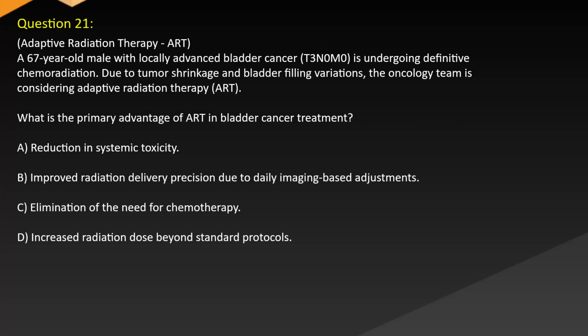Question 21. Adaptive radiation therapy. A 67-year-old male with locally advanced bladder cancer is undergoing definitive chemoradiation. Due to tumor shrinkage and bladder filling variations, the oncology team is considering adaptive radiation therapy. What is the primary advantage of ART in bladder cancer treatment? A. Reduction in systemic toxicity. B. Improved radiation delivery precision due to daily imaging-based adjustments. C. Elimination of the need for chemotherapy. D. Increased radiation dose beyond standard protocols.